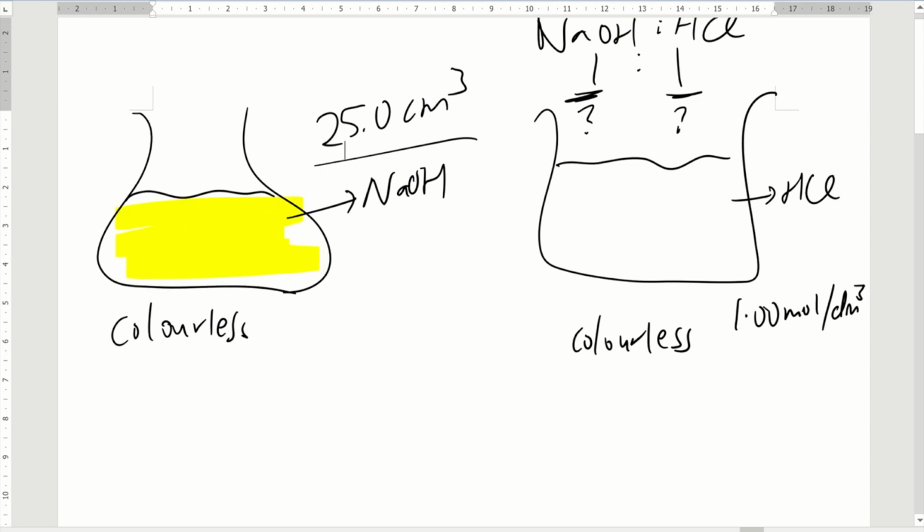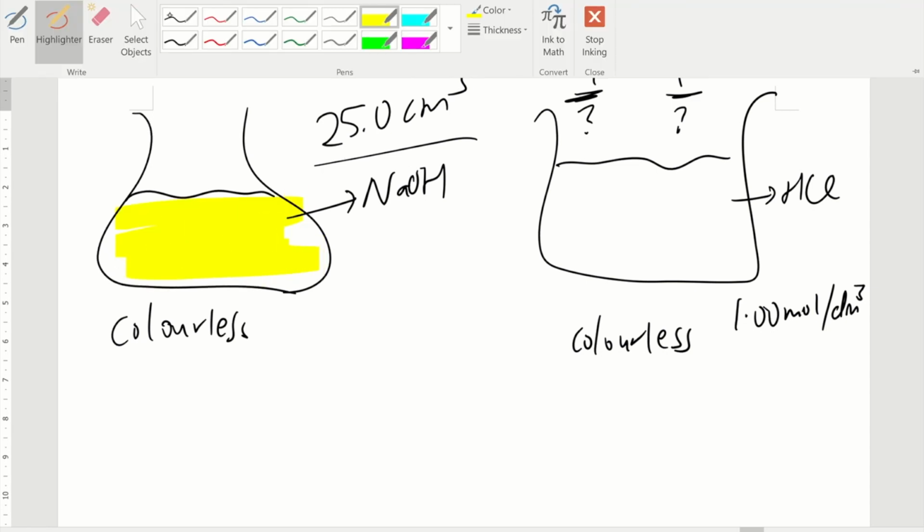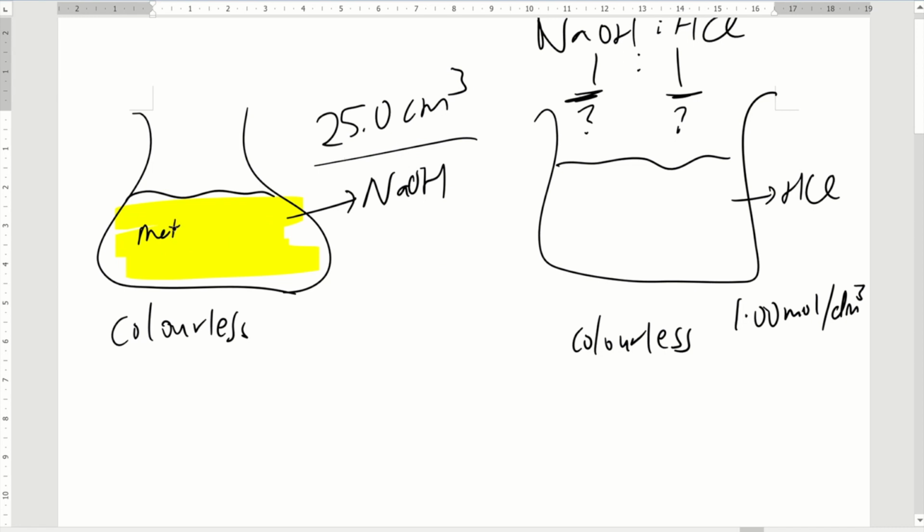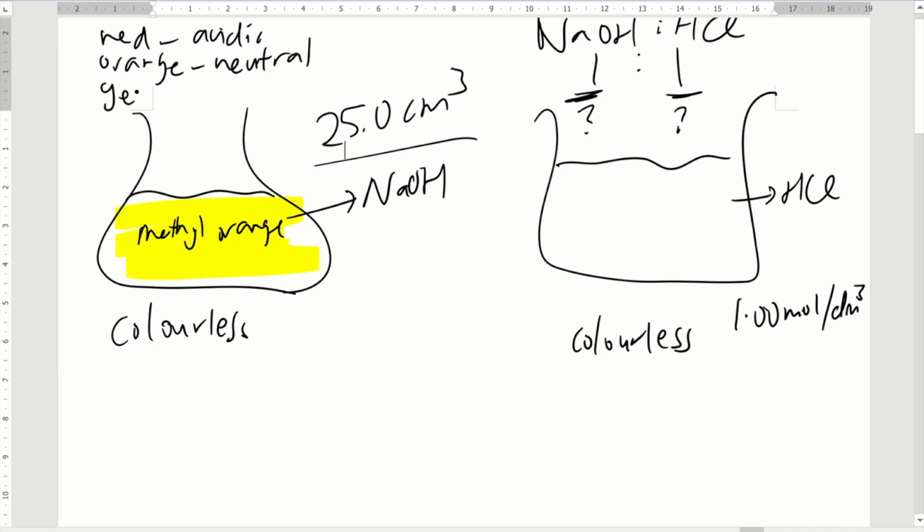If you recall, we add methyl orange. So I add methyl orange inside to color it, to have a certain color. For my NaOH, when I add methyl orange, it will appear yellow. Because methyl orange, when it's red, is acidic. When it's orange, is neutral. When it's yellow, it's alkaline. So I have my indicator inside.